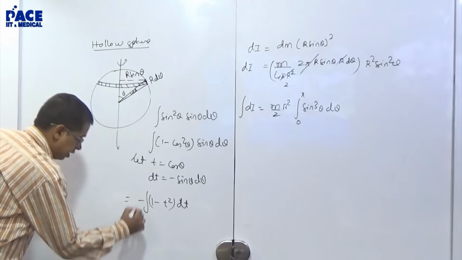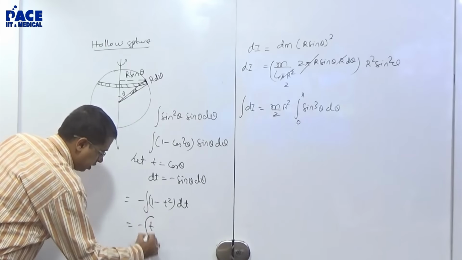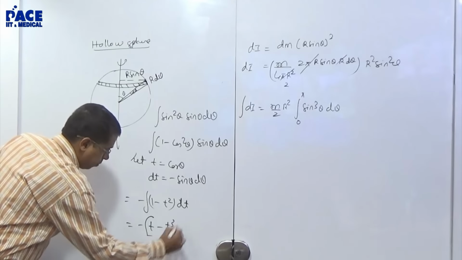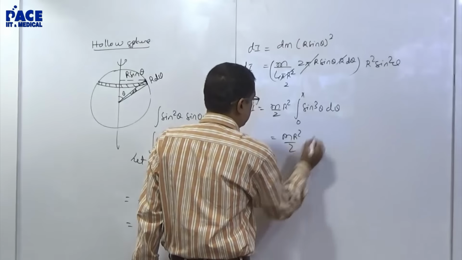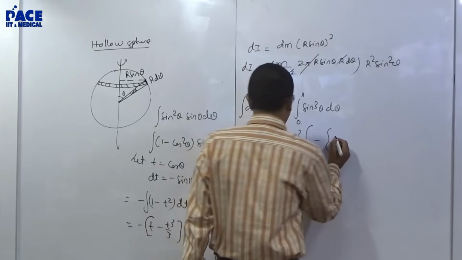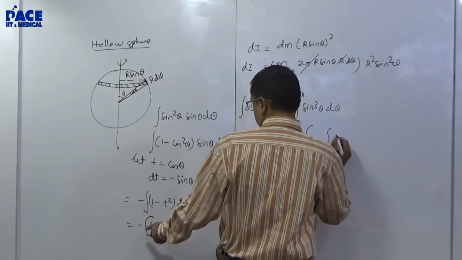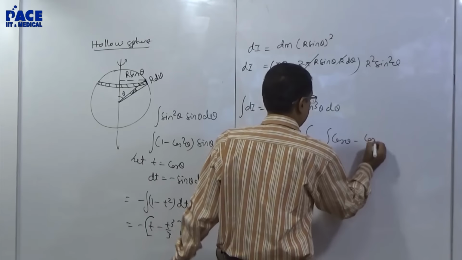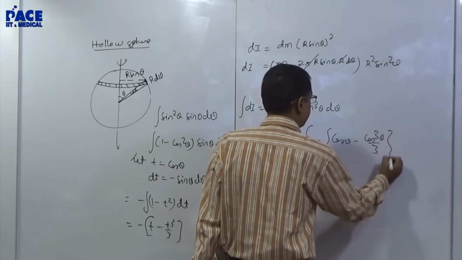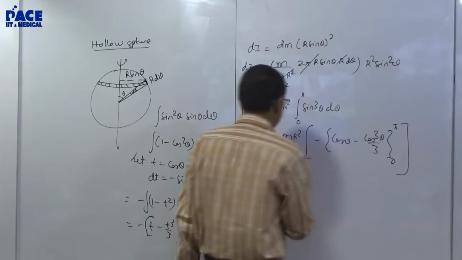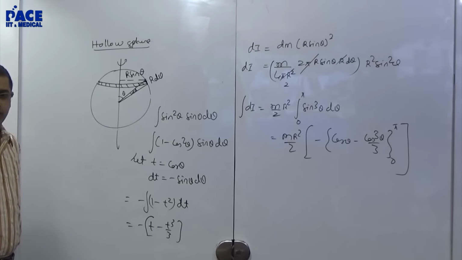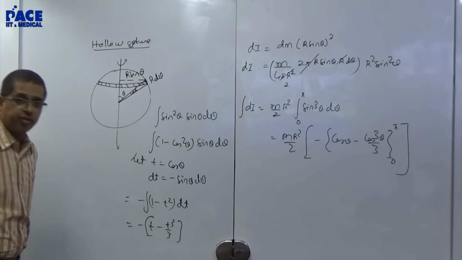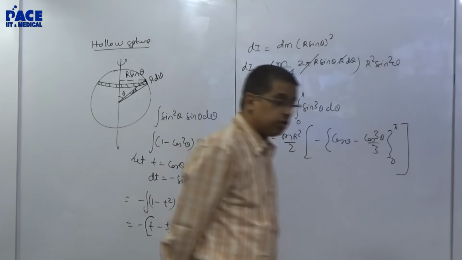Agreed? This will turn out to be minus t cube by 3. That means mr square by 2 times minus of t, which was cos theta, minus cos cube theta by 3, from 0 to pi. Substitute the limits, and you must be getting the answer 2 by 3 mr square. And you should remember the value.